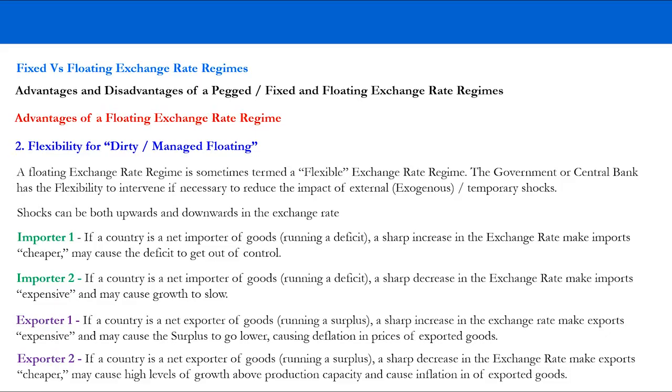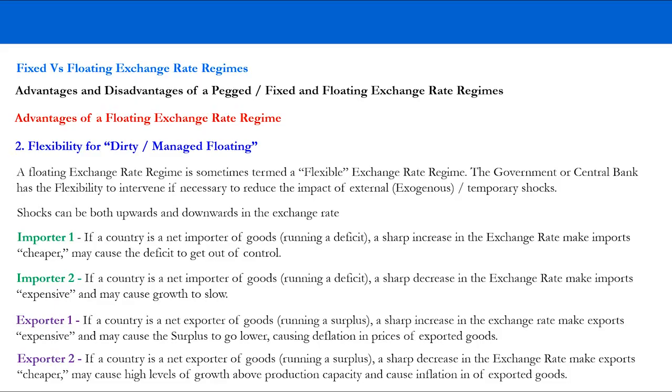If you're an exporter running a surplus and you get a decrease in the exchange rate, this can make exports cheaper and can cause much higher levels of growth above your production capacity as a nation. And this can cause inflation in your exported goods. And inflation can be a bad thing as well. So there could be shocks to your system created by exogenous factors if you're in a floating exchange rate regime. And it all depends on the situation that you as a country are in.